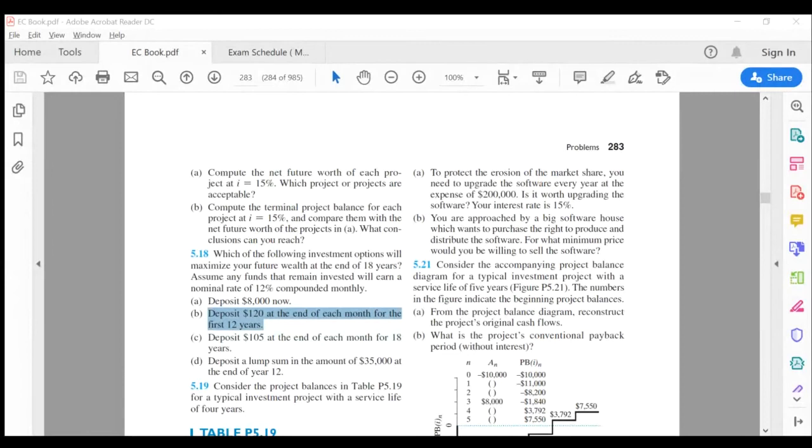Now in this question, part B, deposit 120 at the end of each month for 12 years. So if we deposit 120 each month for 12 years, 12 years means how many months? Because this is monthly, how many months will there be? 144 months, you deposit.